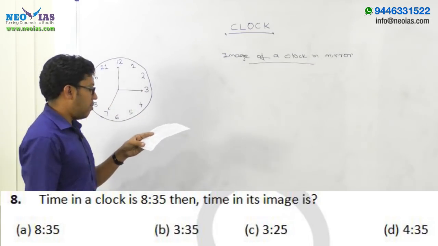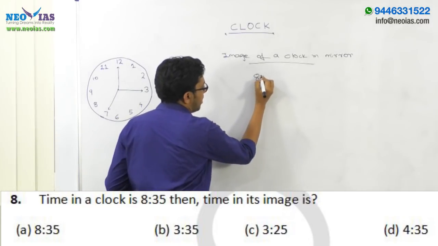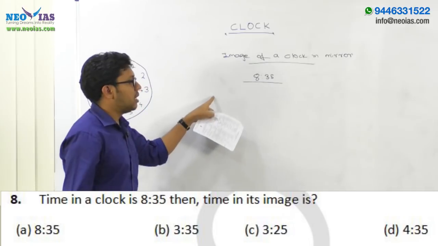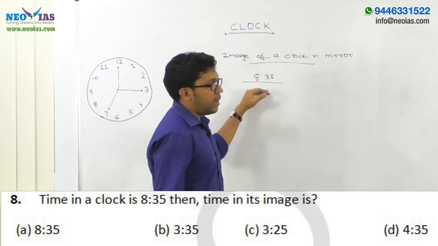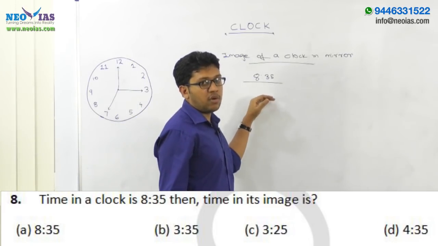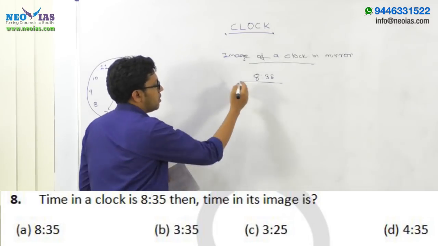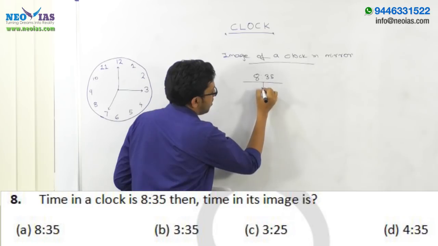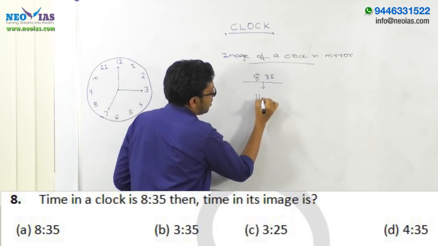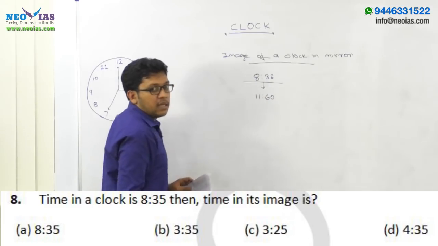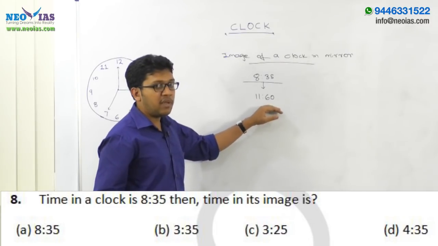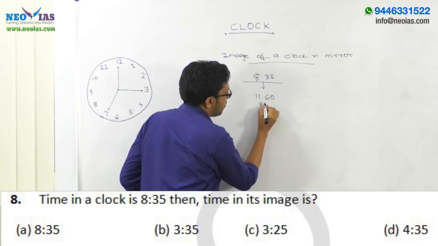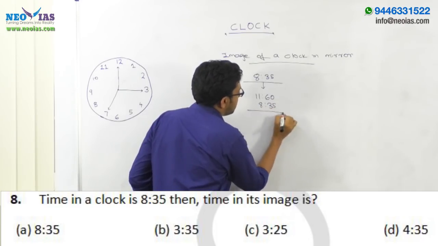Just for an example, a problem: 8:35 time is given in a clock, then what will be the time in its image? We can do it in two ways. Either you imagine in your mind, or there is a shortcut to do this problem, that is, subtract this time from 11:60. You will get the time of the image in the mirror. Okay, subtracting this 8:35 from 11:60.